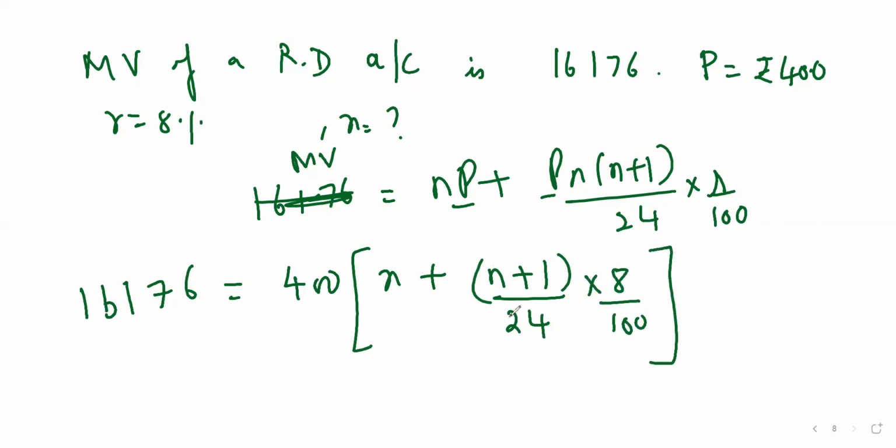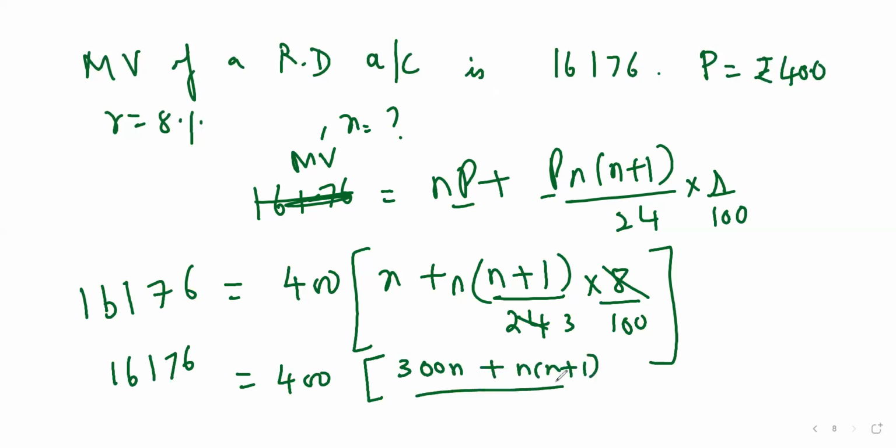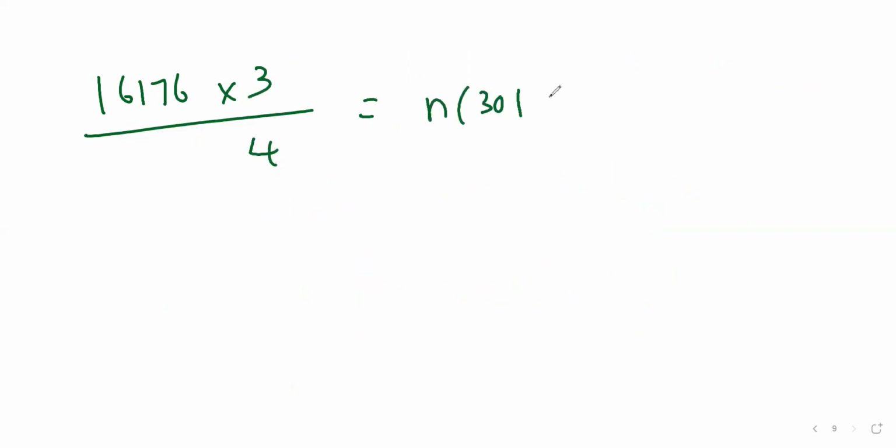Then you can cancel out: 8 1s are 8, 3s are 24. So 16176 is equal to 400, and taking the LCM, it becomes 300 N plus N into N plus 1. You can do it in different ways. Then the zeros will cancel out, into 3 by 4. So 16176 into 3 by 4 is equal to N into 301 plus N.